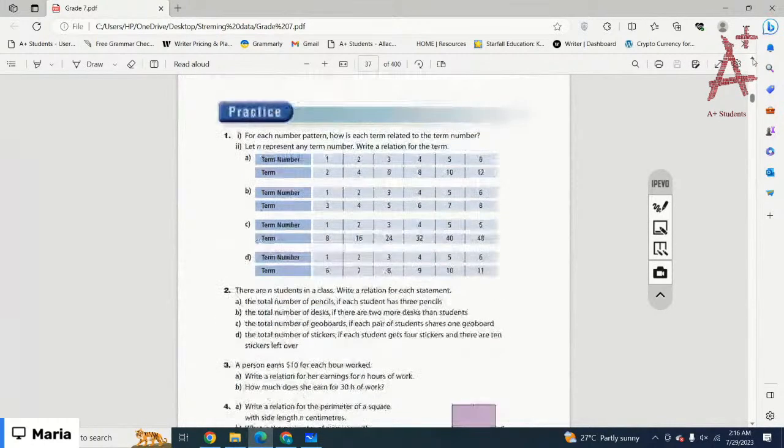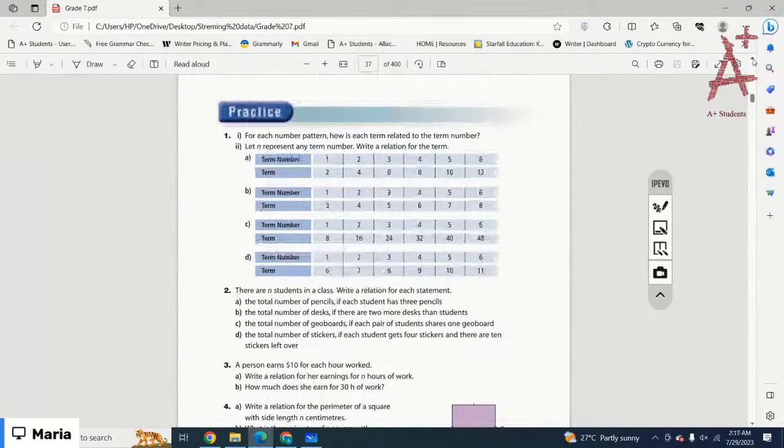Okay, here are the practice questions for each pattern. For each pattern, how is each term related to term number? Let n represent any term number. Write a relationship for the terms. So you have to write down the relationships between these terms. Got it? So let's just start with the first one.